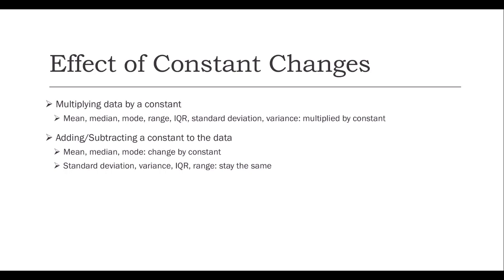So the effect of constant changes, if you're multiplying your data by a constant, all of your different measurements will be multiplied by that constant. So your mean, median, mode, range, IQR, standard deviation, and variance will all be multiplied by that constant. When you're adding and subtracting a constant to the data, however, your mean, median, and mode will change by that constant, but your standard deviation, variance, IQR, and range would stay the same. So your measures of central tendency will have that number added or subtracted, but your measures of dispersion will stay the exact same.